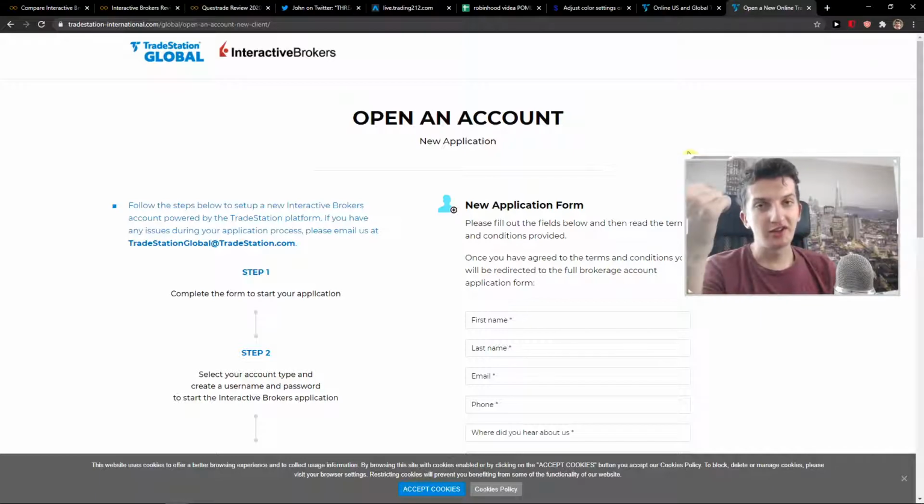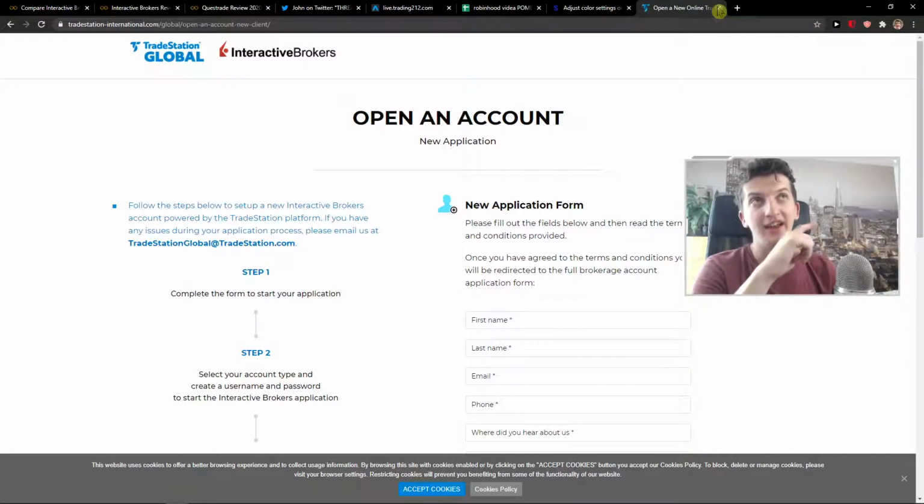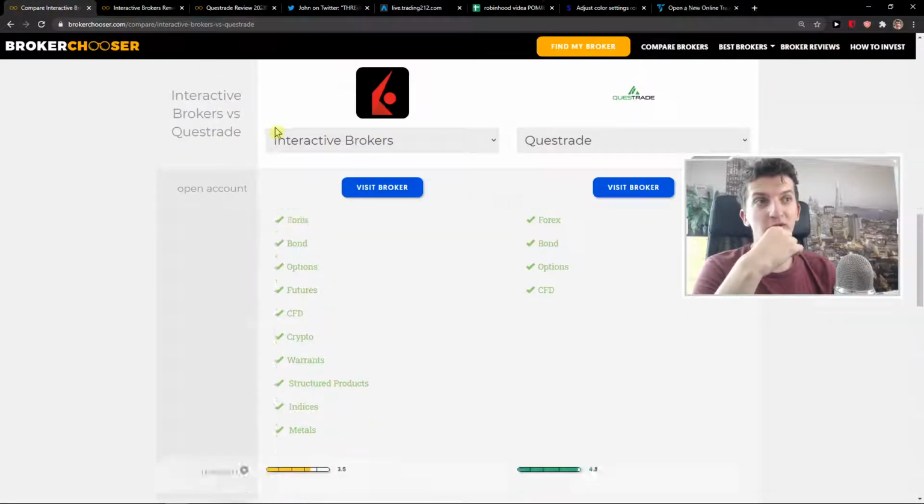Only because in TradeStation Global you don't have any fee, any inactivity fee. So what I would do is use TradeStation Global, which has similar, even lower fees compared to Interactive Brokers. Then at $100,000, I would just send money to Interactive Brokers from TradeStation Global, and this is a much better way.